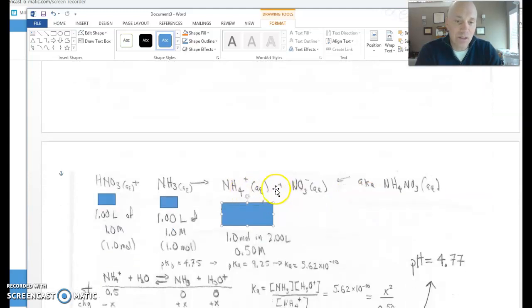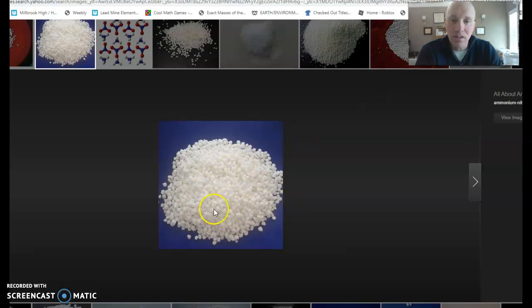here, if we take a look at these two dissolved ions, what would happen if we evaporated away all of the water that these ions are dissolved in? You would have pure solid ammonium nitrate, and ammonium nitrate looks like this right here. It's just a white solid. It's commonly used in fertilizers.